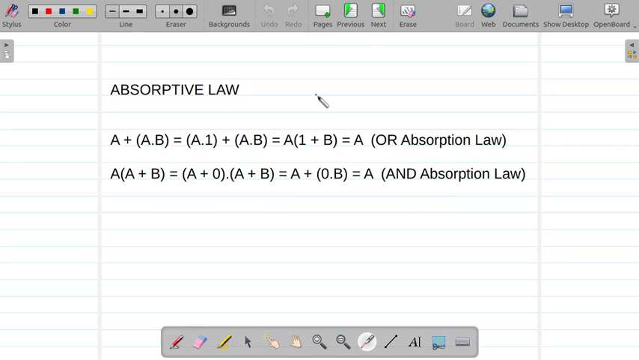So, the absorptive law is A plus, or should I say A ORed with (A and B) is just equal to A. It just shows how it is simplified, but its equivalent is A. So, A and (A or B) is just equal to A.